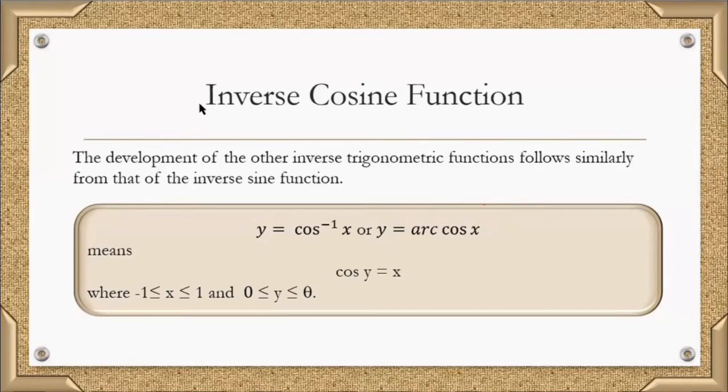Next in line is the inverse of a cosine function. The development of the other inverse trigonometric functions follows similarly from that of the inverse of sine function. So y equals inverse of cosine x or y equals arc cosine x, meaning cosine y equals x, where x is in the closed interval negative 1 and 1, and y is in the closed interval 0 and pi.